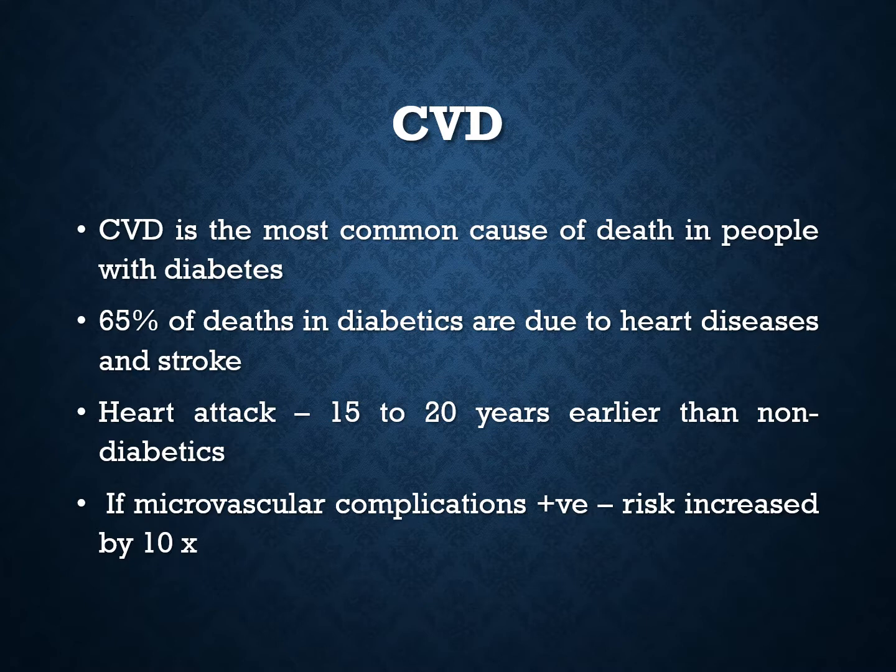Studies have shown that the most common cause of death in people with diabetes is cardiovascular disease, and around 65% of deaths in patients with diabetes result from cardiovascular diseases and stroke. Patients with diabetes experience heart attack 15 to 20 years earlier than their non-diabetic counterparts. If you have microvascular disease, you have 10 times higher chance of developing cardiovascular disease.